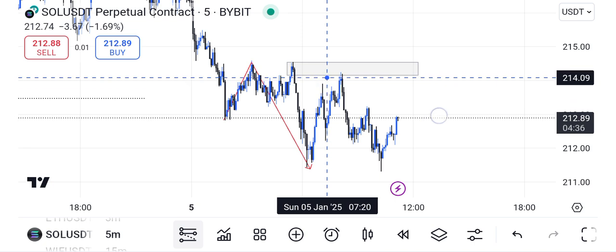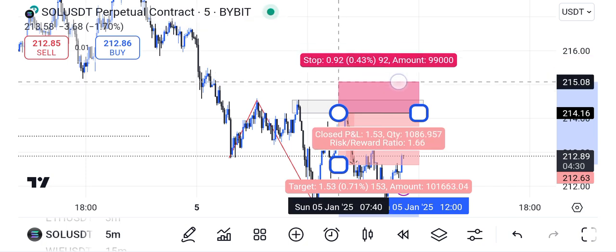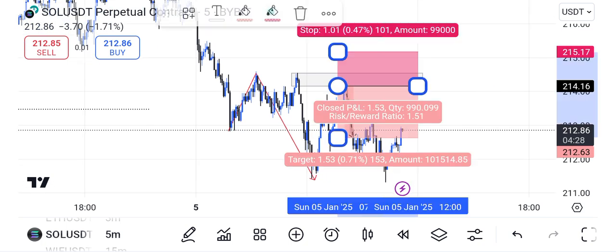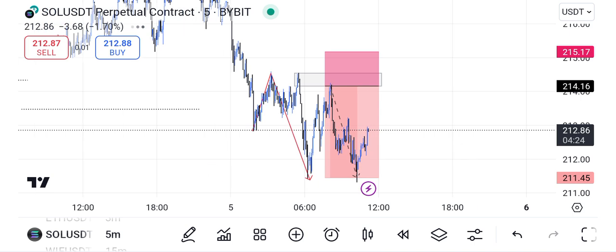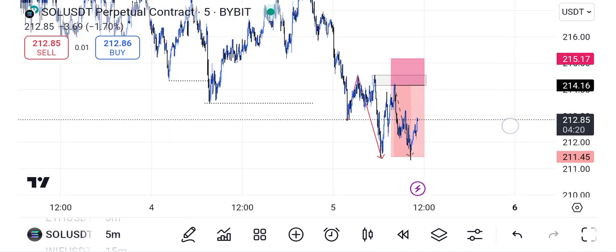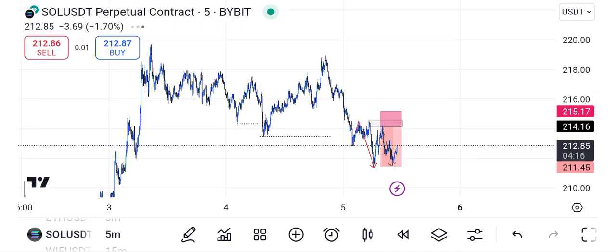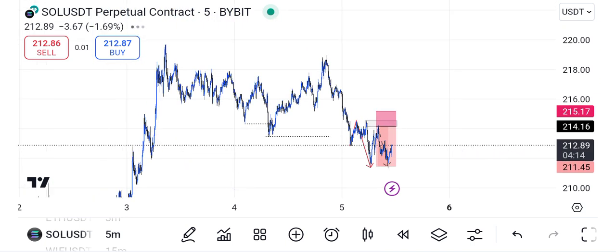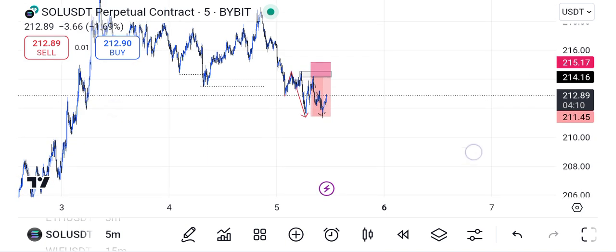You don't need much confirmation because you're on the 5 minutes already. You just want to give your supply zone some space. And you already ride this all the way down to this point. Easy as that. That's just how to trade supply and demand. Nothing complicated about supply and demand. That is just the basic concept behind supply and demand zones.